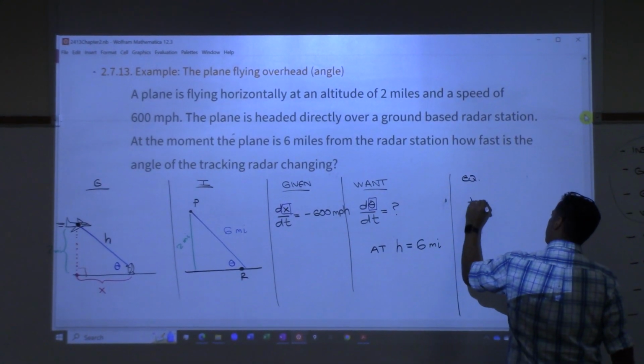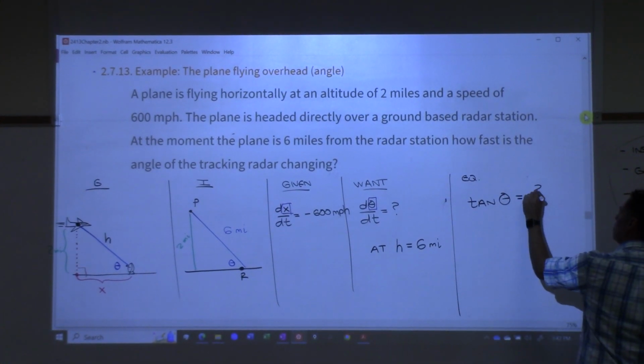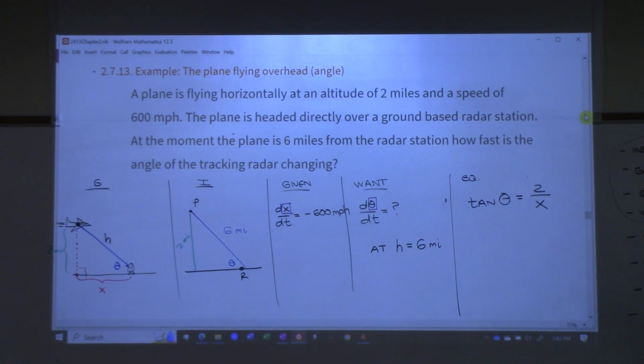Tangent of theta equals 2 over x, right? That's an equation based on my picture. That is true. For that picture, this is a true equation. And it connects x and theta together. Yeah? And now what? Derivative, right? I can do a derivative right now.